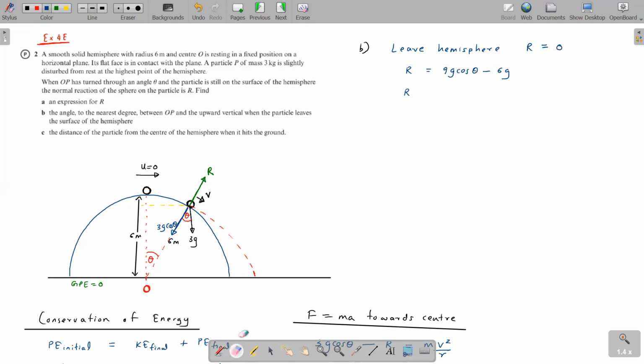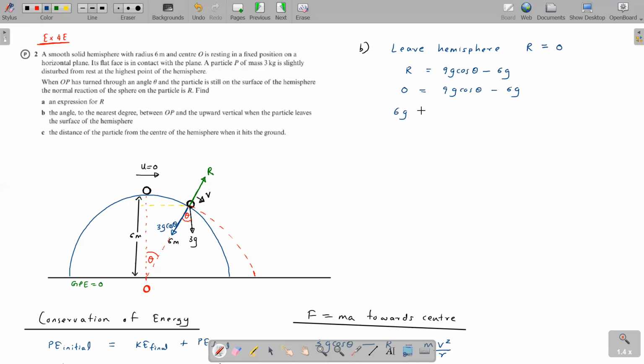Okay. So when you leave the hemisphere, the R value becomes 0. At this point, we are considering the point where it's about to leave. So that means at the very last point of the circular motion, at the very last point where the particle is going through the circular motion.